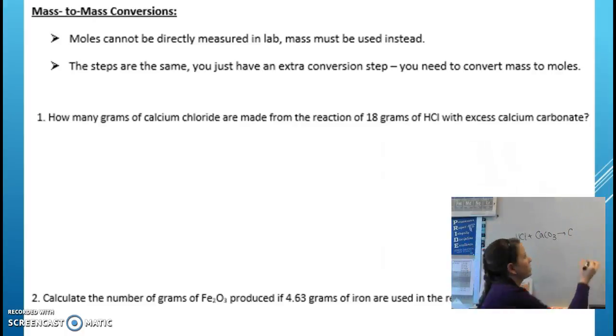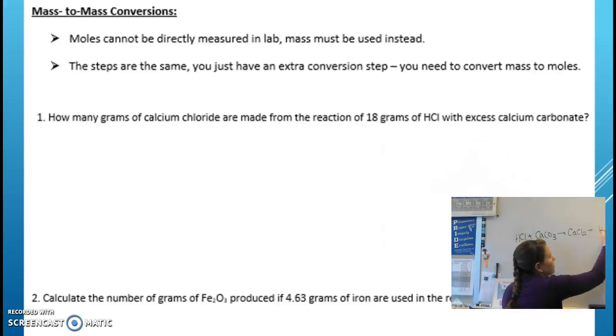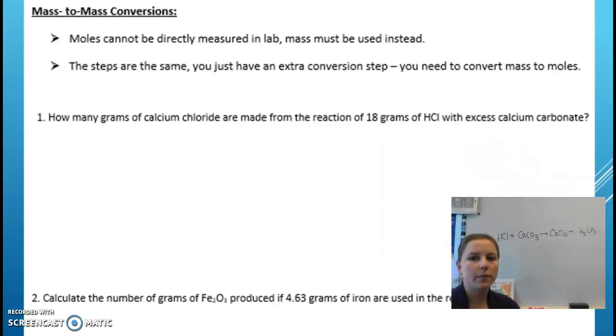So then we should have calcium chloride, which is CaCl2. And then the other product here, which is going to be H and this part coming together. So we watch our charges, we're going to have H2CO3. Okay. Now, we're going to make sure this is balanced.